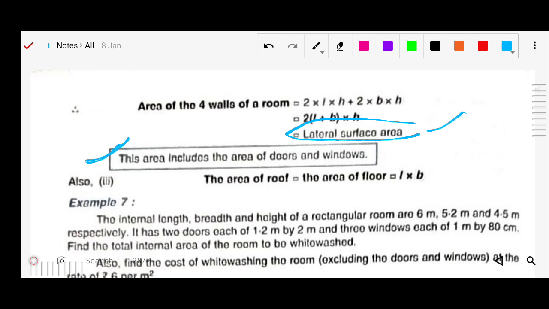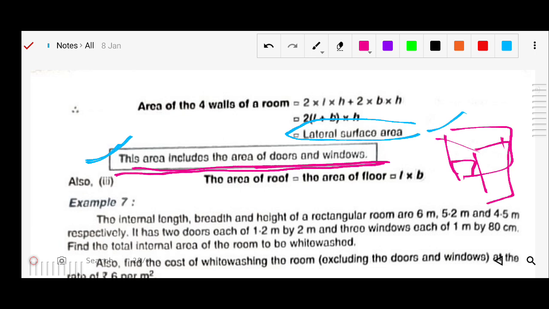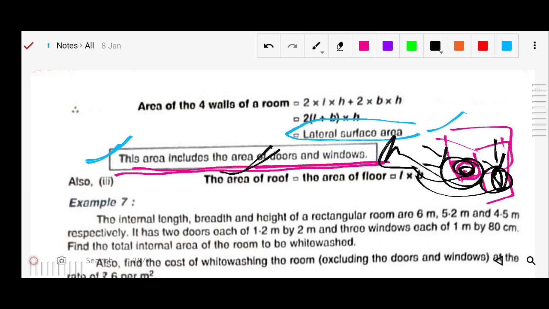But here you have to keep in mind that this area includes the door and window. Suppose your home is there, so the windows and doors are also there. So this is included, not excluded. So if it is given in a question that there is a dimension of the window and door, you have to find the area of these windows and doors and subtract it here, because it is included in this, since it is assumed that in a room there is no door and windows. Okay, then the area of the roof is excluded in this.